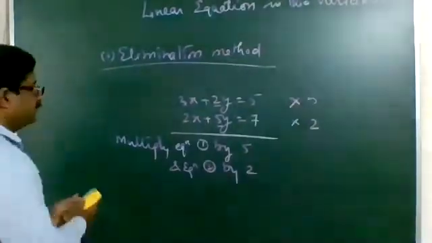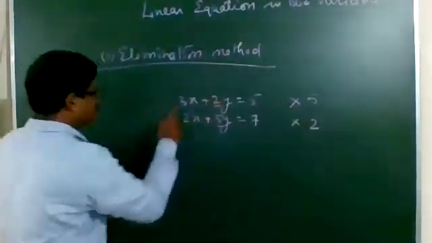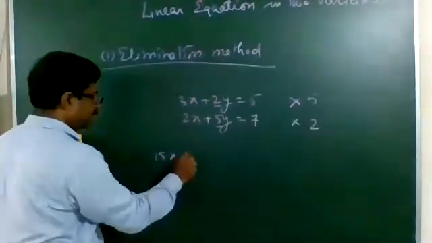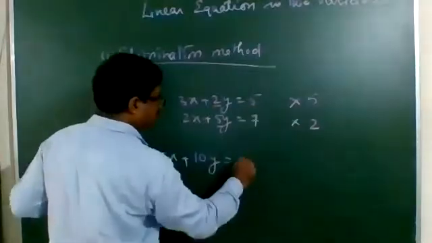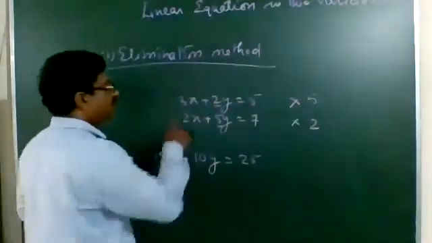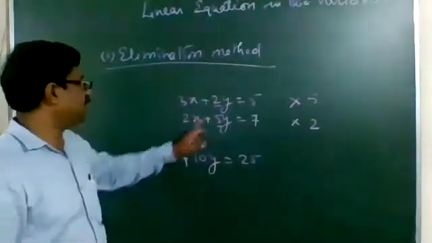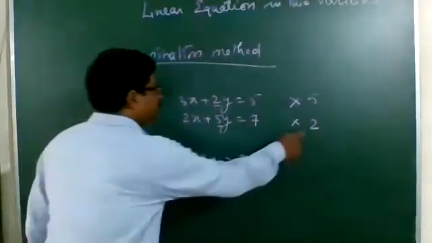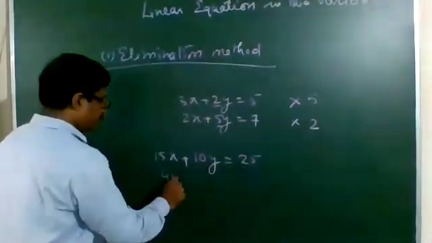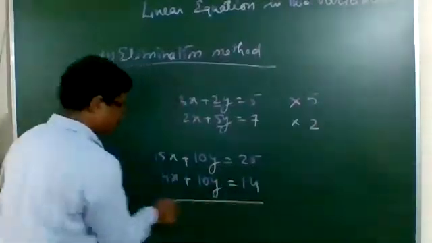After doing this, if you multiply 5 into 3, 15x plus 5 into 2, 10y equal to 5 fives are 25. If you multiply the first equation by 5, the new equation we got is 15x plus 10y equal to 25. And when you multiply by 2, 2 twos are 4x plus 2 fives are 10y equal to 2 sevens are 14.